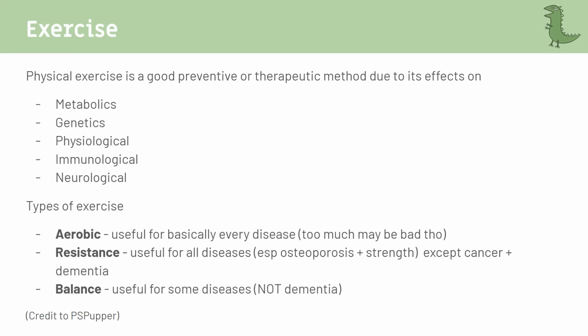The first one's aerobic, and this is basically useful for every exercise, but too much is bad. And that's kind of like a general rule of thumb. Resistance is useful for all diseases, especially osteoporosis and strengthening of those, except cancer and dementia. And balance is useful for some diseases, but not dementia.